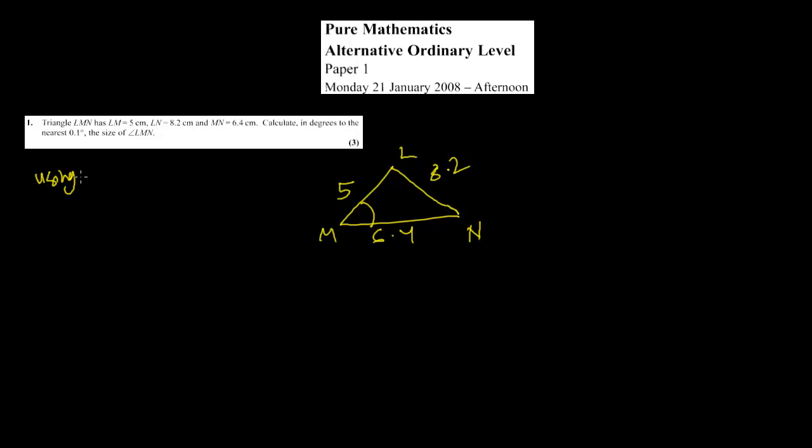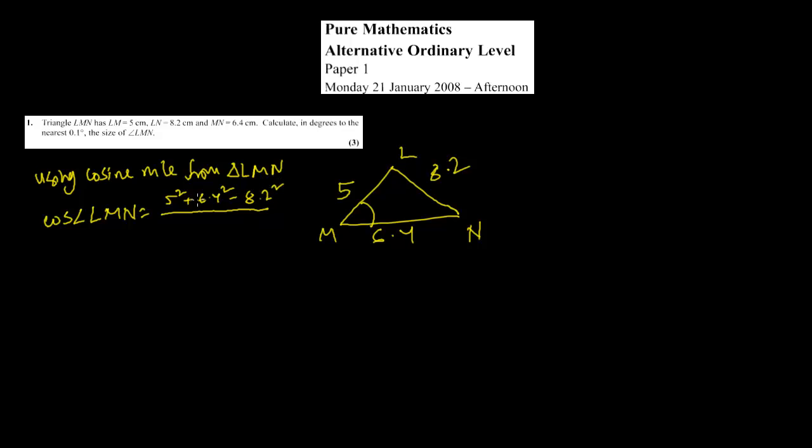So using the cosine rule from triangle LMN, we can use cos of angle LMN equals to, so the included angle, 5 squared plus 6.4 squared minus the opposite side 8.2 squared, divided by twice into 5 into 6.4. So we can use the calculator for checking this.